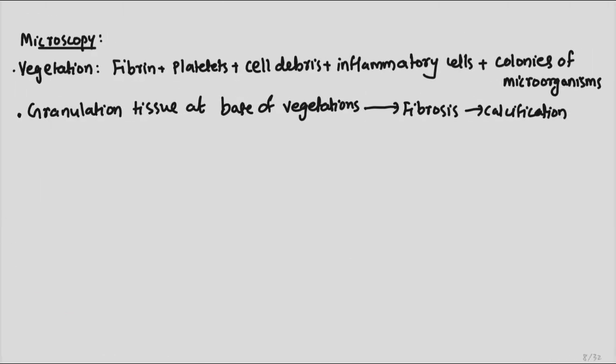Then in microscopy, the vegetations consist of fibrin, platelets, cell debris, and inflammatory cells, and also many abundant colonies of microorganisms. Then granulation tissue can form at the base of the vegetation that can further heal by fibrosis, and then may calcify in some cases. And these can sometimes lead to stenotic lesions of the valve.